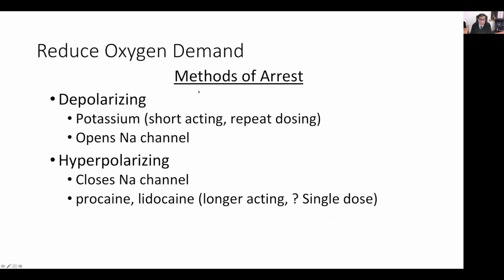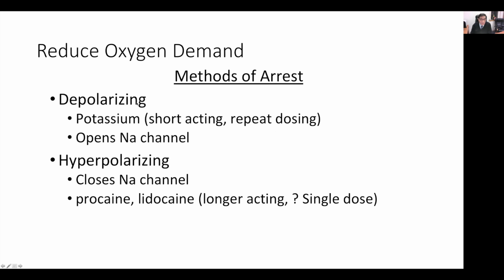So how do we arrest the heart? Well, there's a couple of methods. Potassium is the most common one. High dose or high concentration of potassium is very effective. It's rapidly active. However, it also washes out and therefore often requires repeat dosing. So many forms of cardioplegia require multi-dosing, typically every 20 minutes or every 30 minutes.